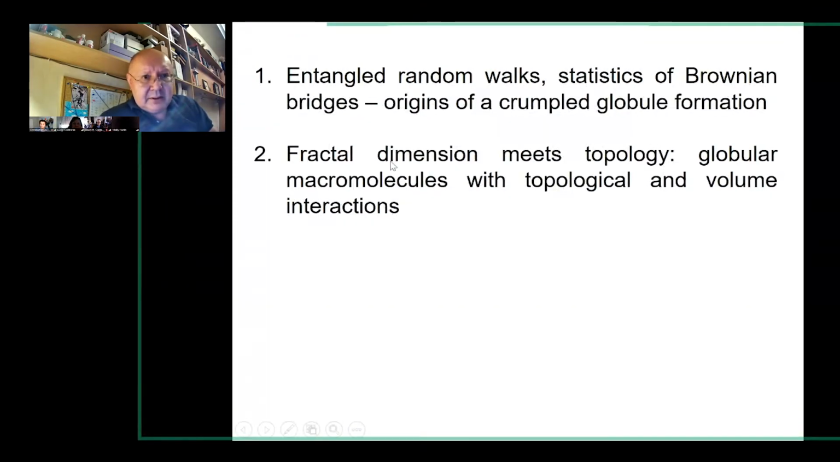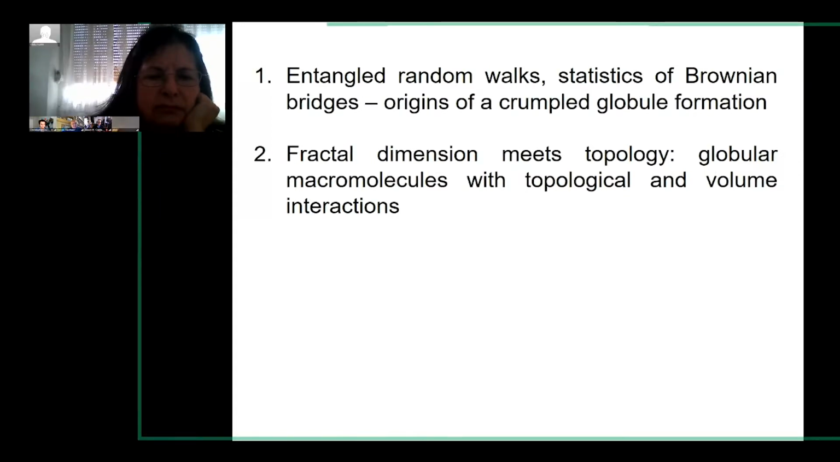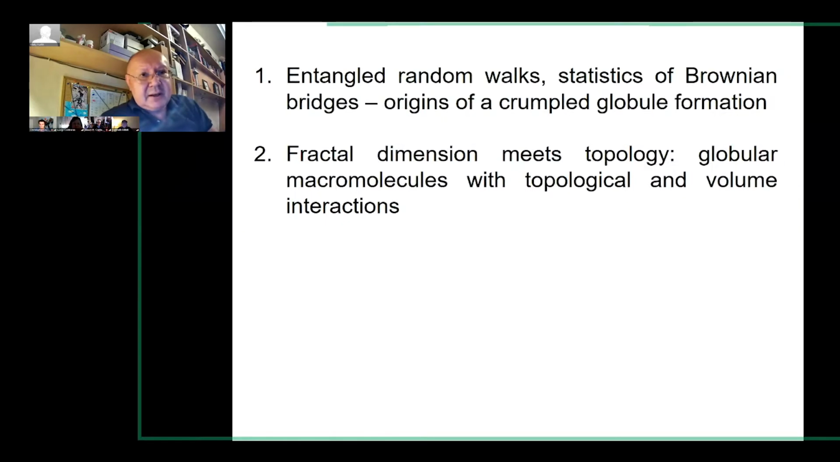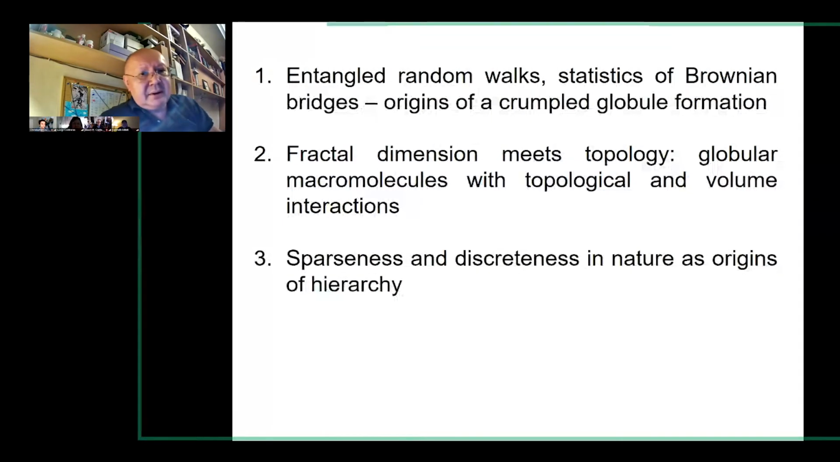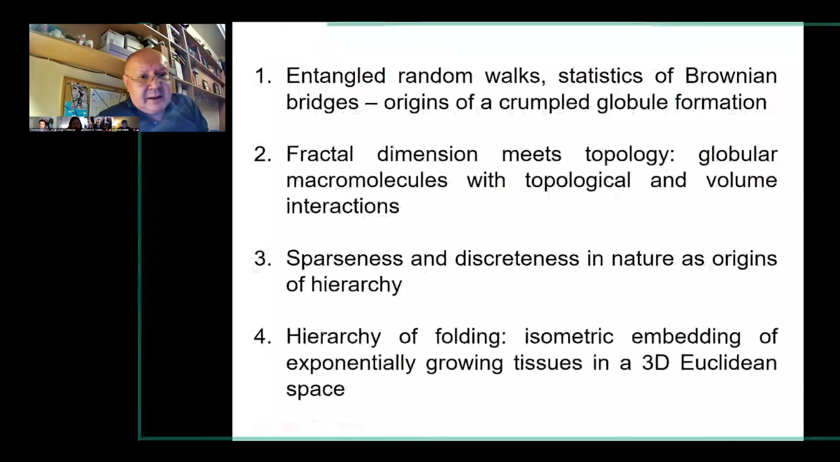Then I will discuss how fractal dimension is related to topology, and what the interplay between them is. Step by step, I will try to give an impression of a related but different subject: how discreteness and sparseness in nature are related to hierarchy and hyperbolic geometry. Finally, I'm not sure that I will be in time, but if I have some time, I will try to discuss some questions related to embedding of hyperbolic tissues in 3D space, and how the hierarchy emerges in this case as well.